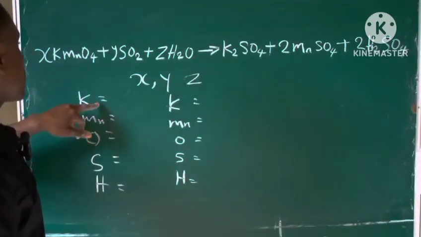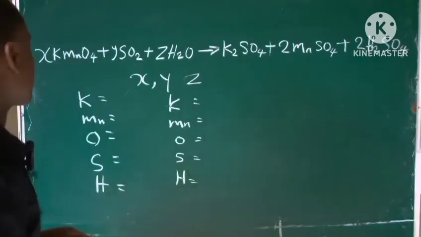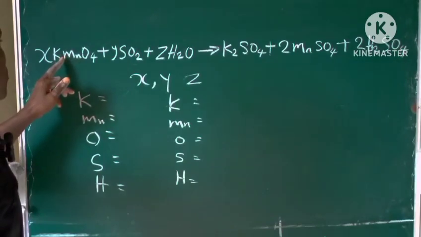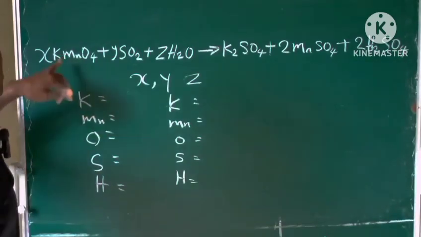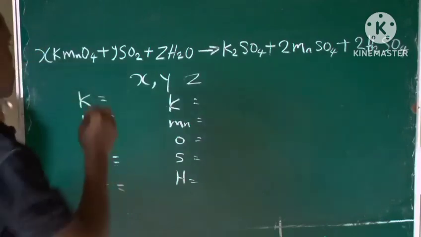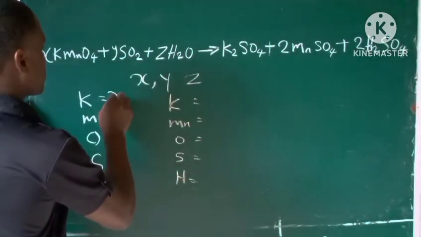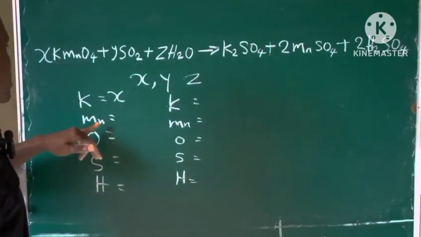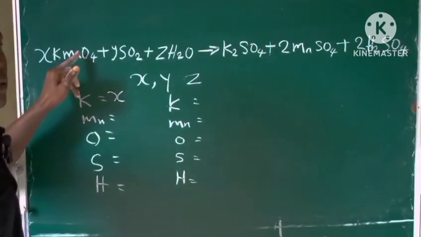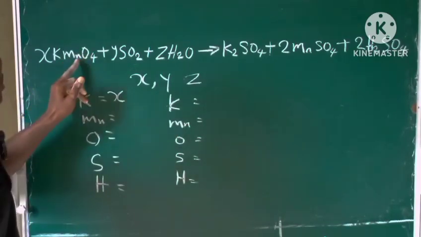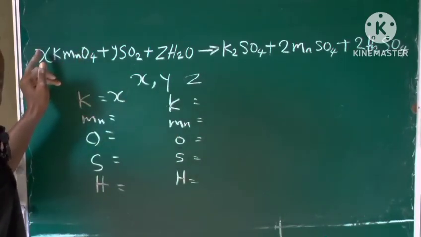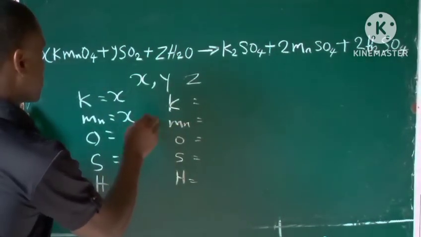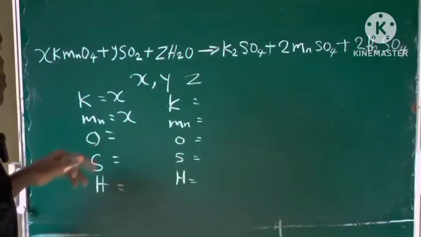The first one is potassium. Potassium has only one atom here, so no need of writing it. One times X gives us X. The next one is manganese. Manganese too has only one atom, so one times X gives us X.